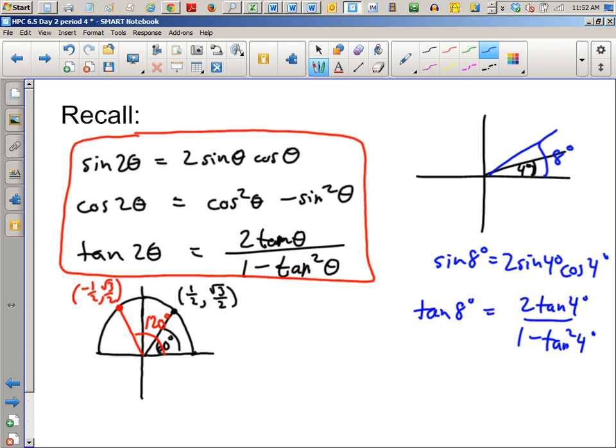You could use this. How many of you, when you were young, memorized what the tangent of 4 degrees was? Definitely. Oh, Matt, you did. Okay. But you see my point?